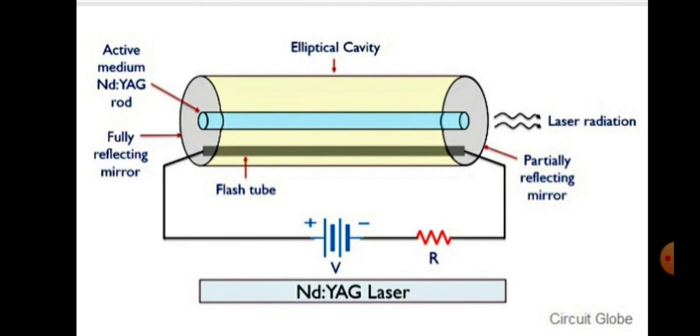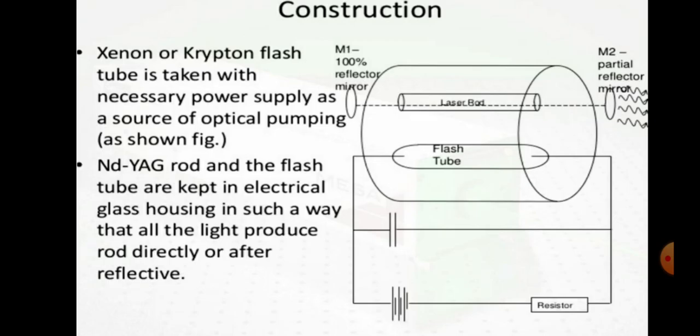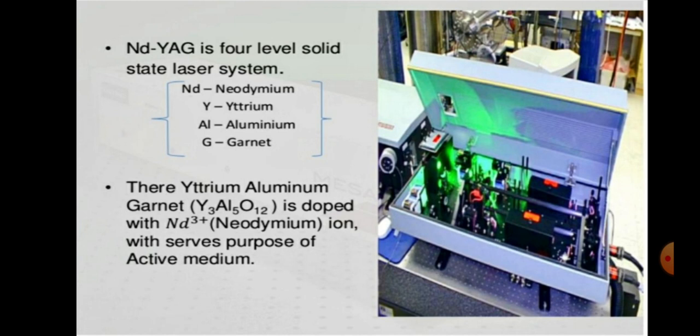In the optical resonator, the Nd:YAG crystal is placed between two mirrors. These two mirrors are optically coated or silvered. Each mirror is silvered or coated differently. One mirror is fully silvered whereas the other mirror is partially silvered. The fully silvered mirror will completely reflect the light and is known as the fully reflecting mirror.